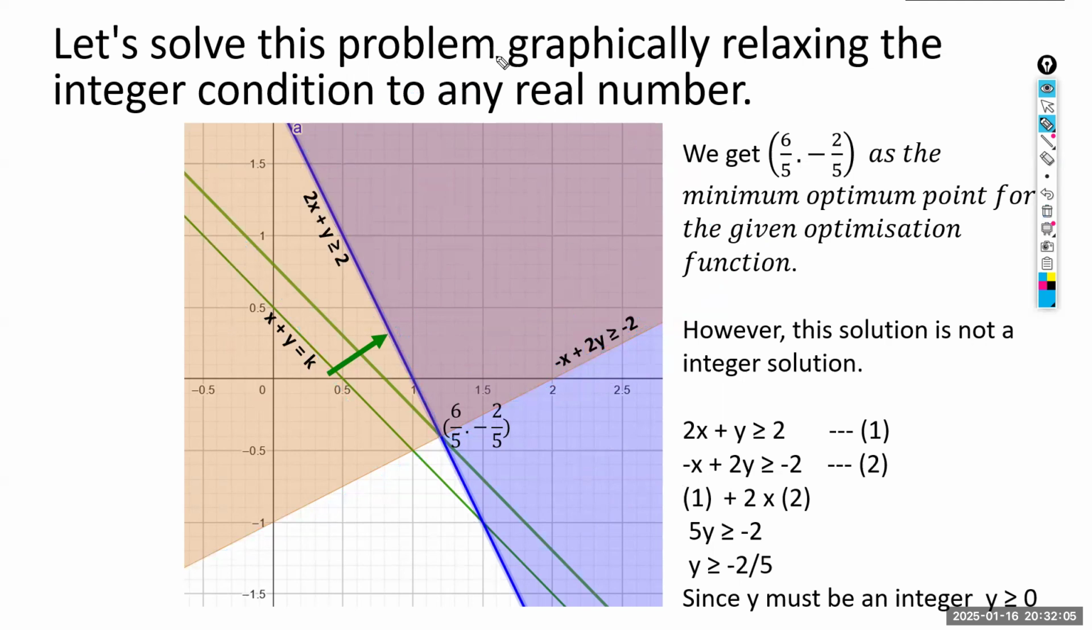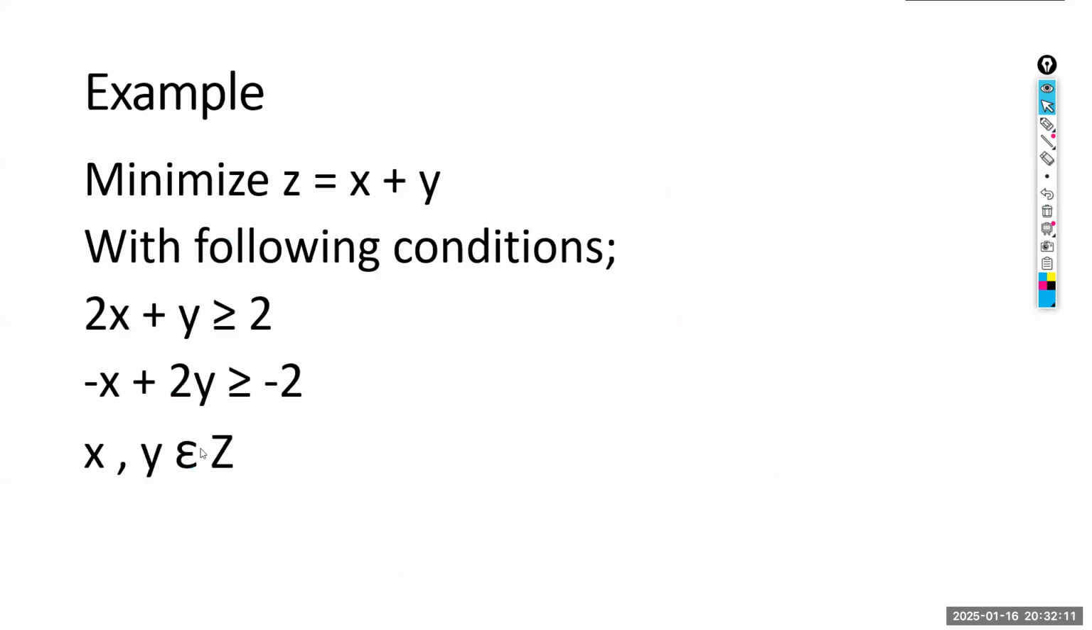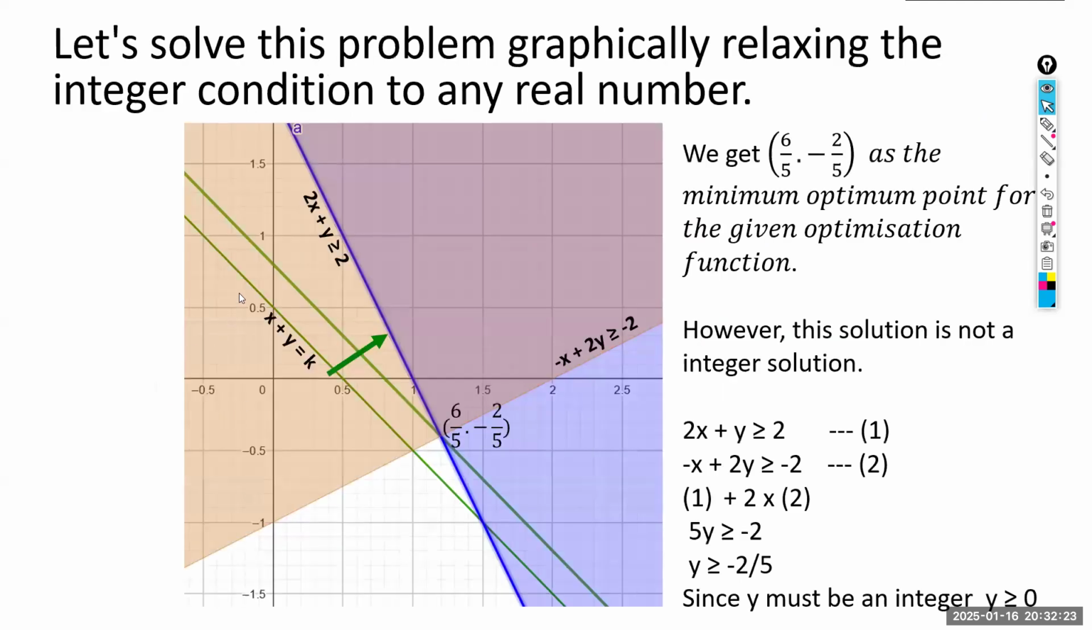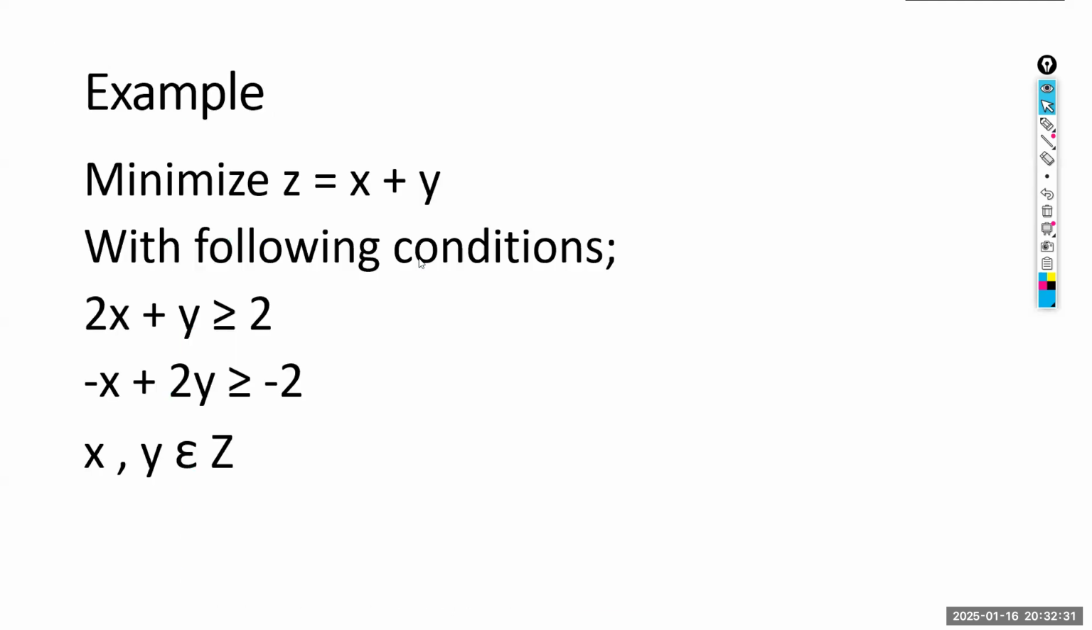Okay. So then, this is the optimization formula. That is, x plus y equals k. That means x plus y can be 1, x plus y can be 2, x plus y can be 3, x plus y can be 4. So this is x plus y equals k sort of a thing. It can be any parallel line.